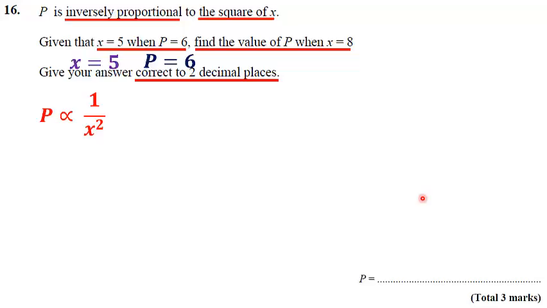So the square of x, inversely proportional means 1 over. So p is proportional to 1 over x squared. Rewrite that as an equation. P is equal to k over x squared. You should be totally familiar with that.